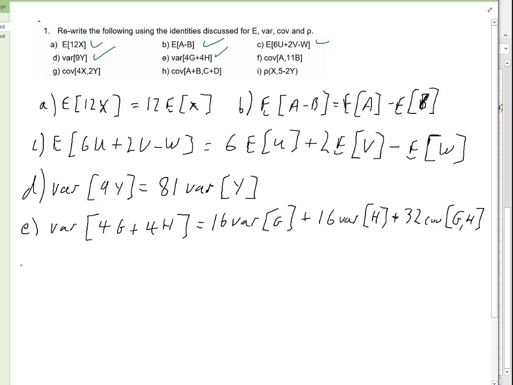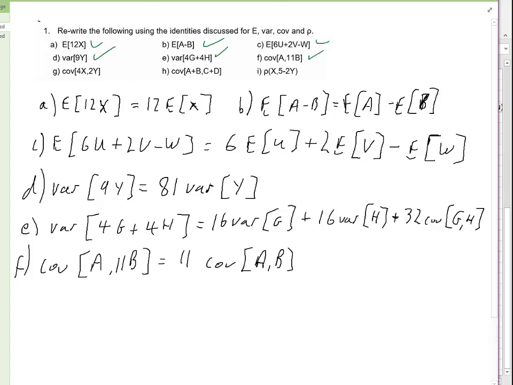Okay, the covariance of random variable A and 11 times random variable B is just equal to 11 times the covariance of A and B, because multiplying one of the variables just multiplies the covariance. That one. Covariance of 4X and 2Y. You can use this idea again, so think about that. And it's going to be 8 times the covariance of X and Y.